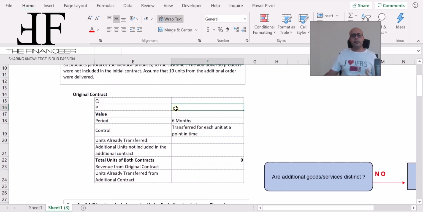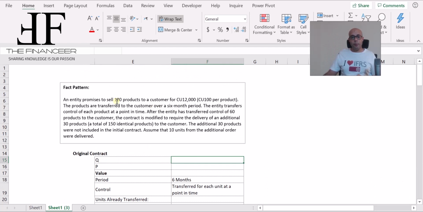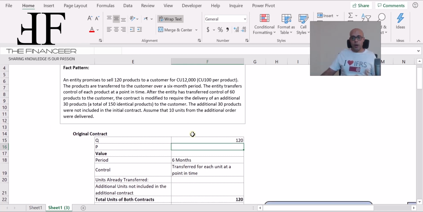Now, let's analyze the given financial information in this case in order to start determining what type of modification we have. The original product included a quantity of how many units? 120 units. So this is the original contract that we have. And the price of this original product, how much was it? It was $100 per unit. This is the price of the original product. So the value so far will be simply 120 times 100 equals $12,000. This is the total value of the original product.